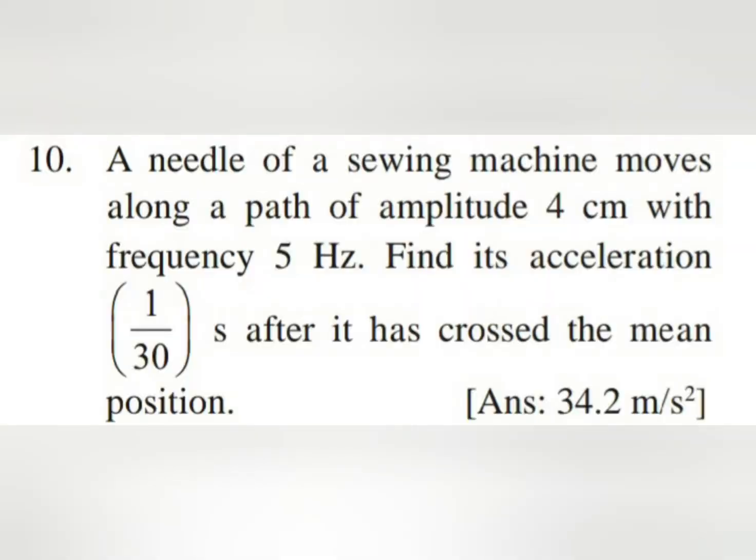So here, students, we have question number 10. A needle of a sewing machine moves along a path of amplitude 4 cm with a frequency of 5 Hz. Find the acceleration when the time is 1/30 seconds after it crossed the mean position. It means, students, in this question we have to find out the acceleration of the body at 1/30 seconds after it crosses the mean position.